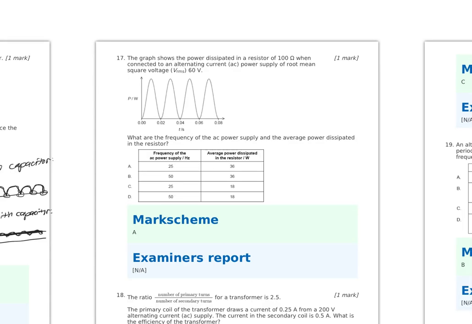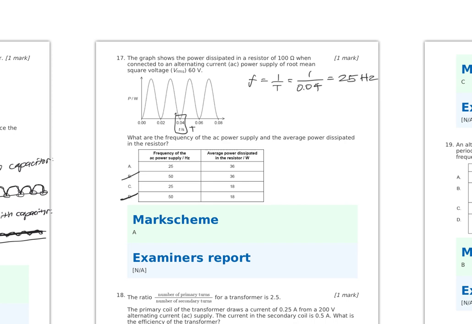Okay, number 17. We have power versus time. What's the frequency of the power supply and what's the power in the resistor? Of course, we're going to get two power spikes in one complete cycle. Here's our period, 0.04 seconds. Frequency is 1 over the period. So 1 over 0.04, we get a frequency of 25 hertz, not 50 hertz. So it's either A or C.